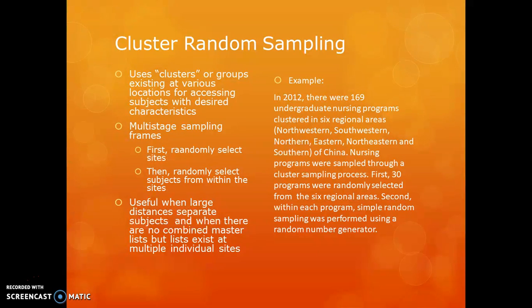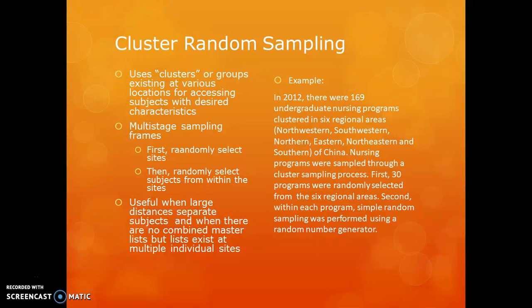Cluster random sampling means that clusters or groups exist at various locations. There's not necessarily one, I apologize for that spelling error there. There's not necessarily one site that has the master list, but there are multiple sites that have master lists. So we might have multiple sites of patients who have been enrolled in an experimental type of drug, and we might have some people out in California, some people in Illinois, some people in Florida, some people in New York. And the researcher doesn't necessarily want to go to each of those areas, so what they'll do is they will randomly select clusters, and then from within those sites they'll get the master list and they'll randomly select.